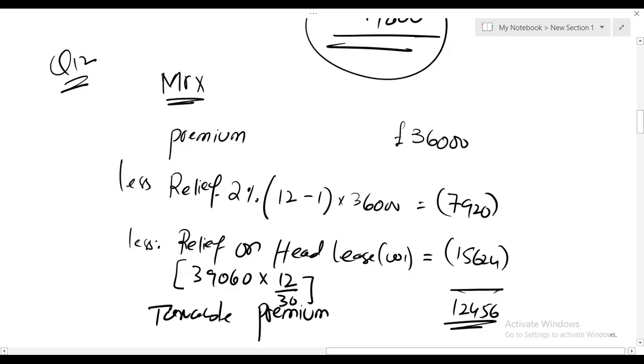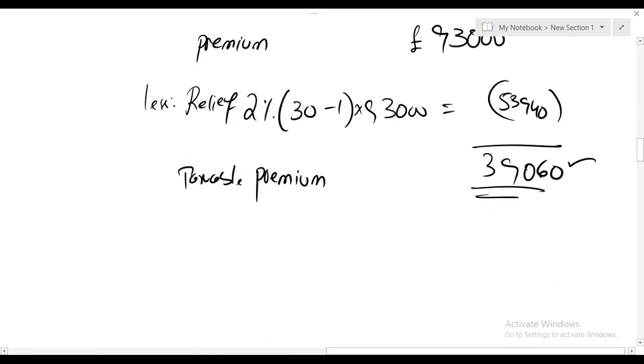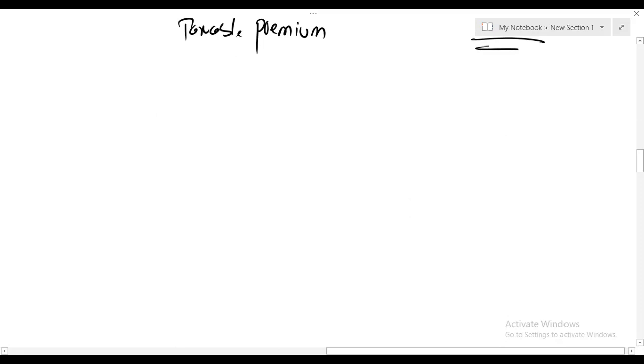I strongly believe that now you have understood the concept of sublease, and how we calculate the taxable premium for an individual who has paid the premium on the same property and received the premium on the same property. So it's very easy. Let me introduce another concept of rent-a-room relief.